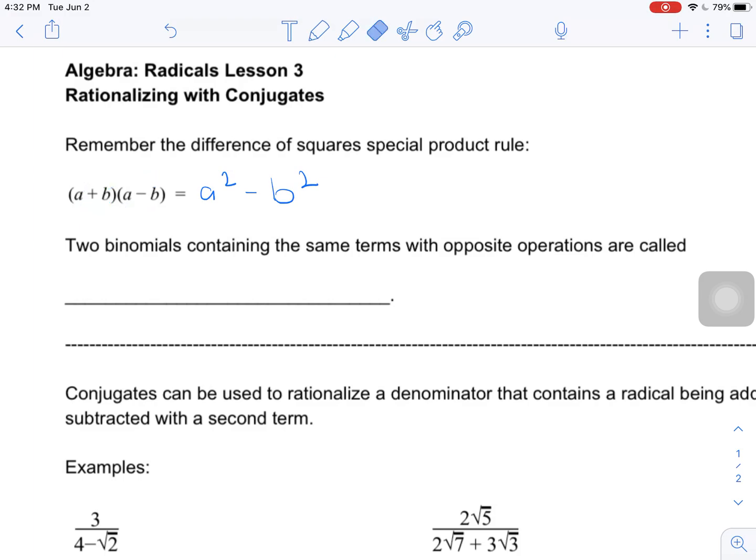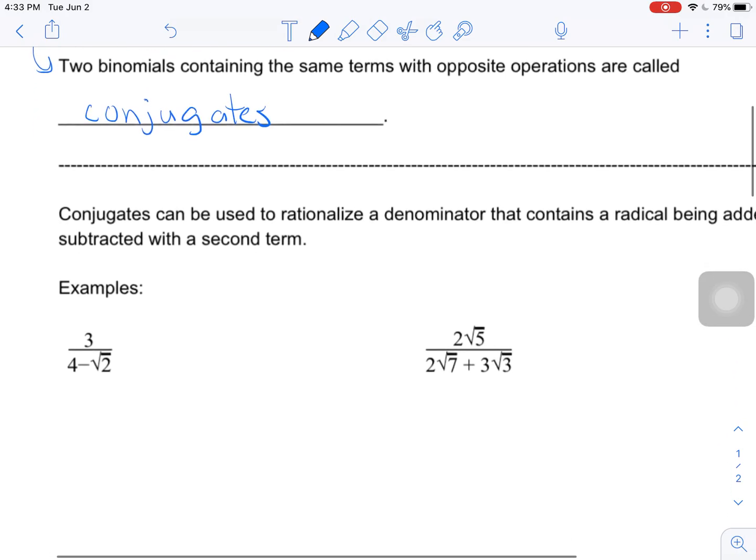So when you have two binomials that have the same terms but opposite operations, they look the same but one's adding and one's subtracting, those binomials get a special name. They're called conjugates. It's kind of a fancy version of opposites, conjugates. So we can use conjugates and the difference of squares to get rid of a radical in the denominator, because remember, we can't have radicals in the denominator when we have addition or subtraction going on.